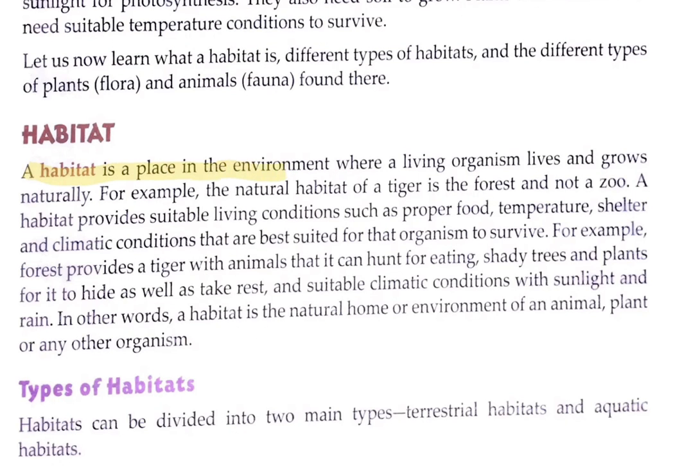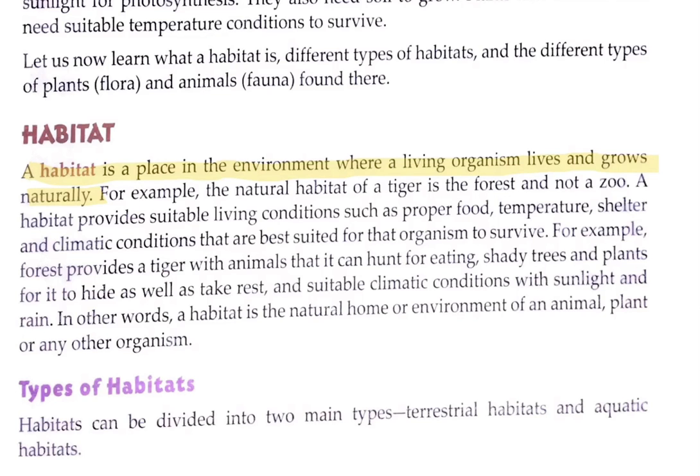A habitat is a place in the environment where a living organism lives and grows naturally. For example, the natural habitat of a tiger is the forest, not the zoo. A habitat provides suitable living conditions, for example proper food, temperature, shelter, and climatic conditions which are best suited for that organism to survive. For example, the forest provides a tiger with animals that it can hunt for eating, shady trees and plants for it to hide and take rest, and the best suitable climatic conditions with sunlight and rain. In other words, a habitat is the natural home or environment of an animal, plant, or any other organism.